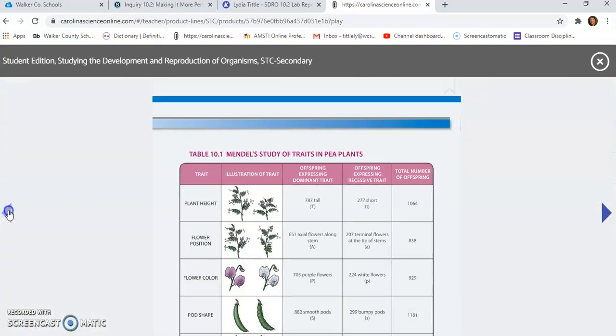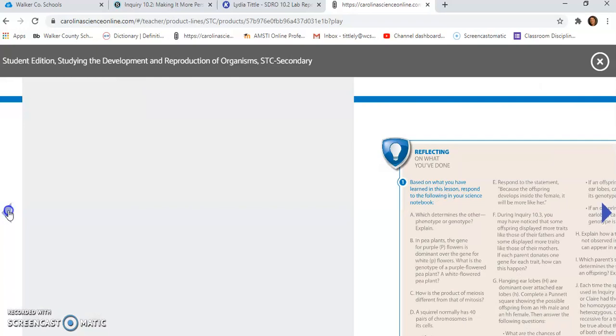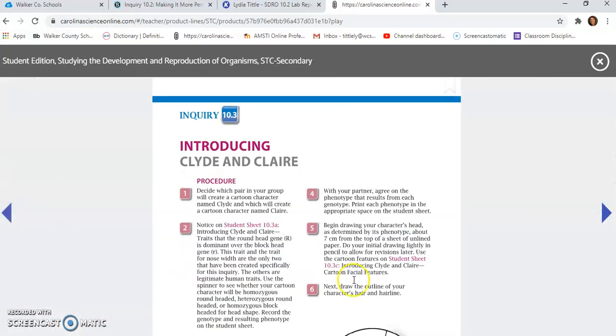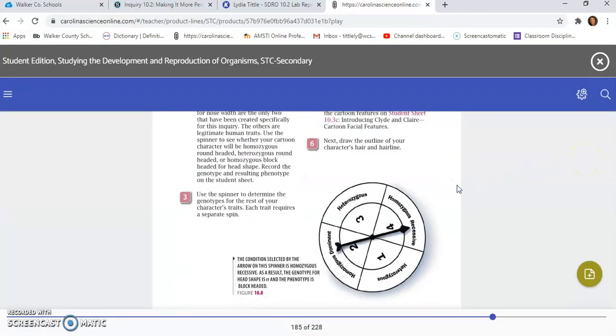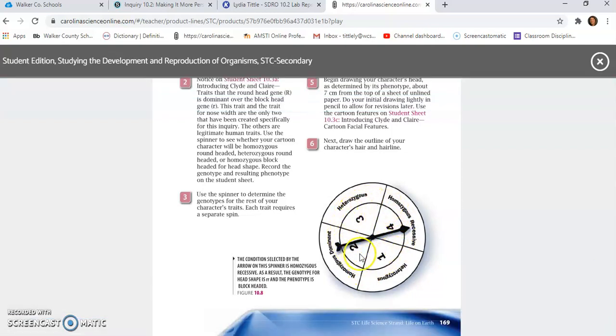Let me go back a couple of pages here. Okay, the spinner I'm talking about looks like this right here. It has a 1, 2, 3, and 4 in the middle, and then around the outside rim it has whether it's homozygous or heterozygous.